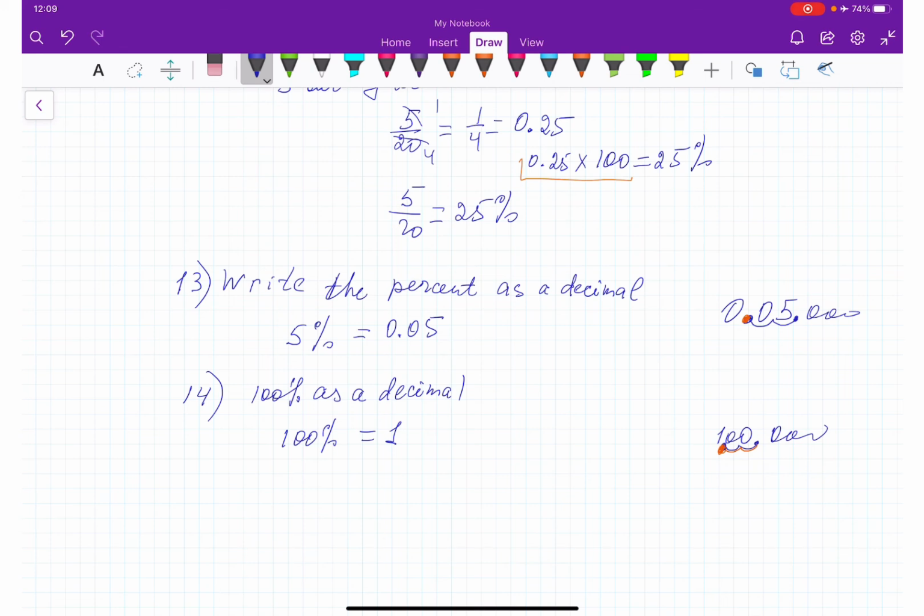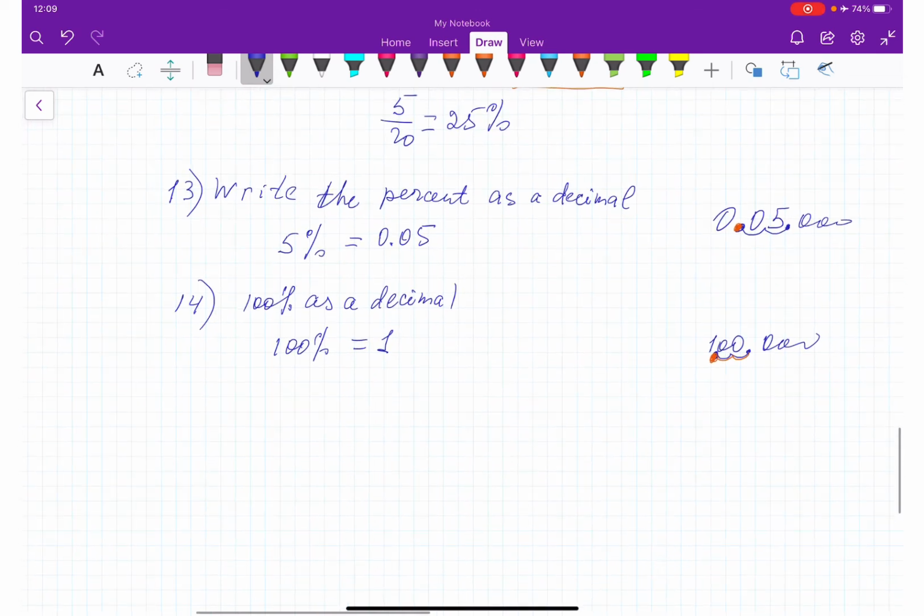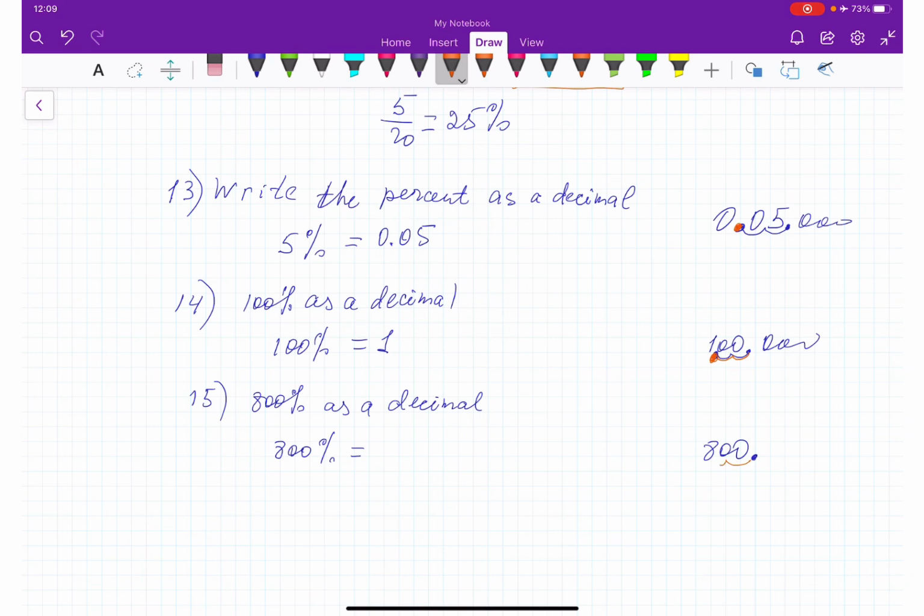Next, 800% as a decimal. So 800%, here we have 800, right? The decimal point is here. Moving by two positions, 1 and 2, it's going to be 8 in the decimal notation, which is 8.000, so 8.